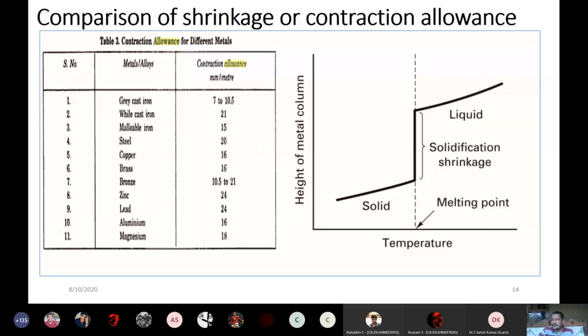This is a typical curve shown here. The height of the metal column: initially this is the height, and as it progresses, you can see it reducing. This is used to compensate for liquid and solidification shrinkage. And this excess amount you have to provide on the pattern so that the solid shrinkage can be avoided.